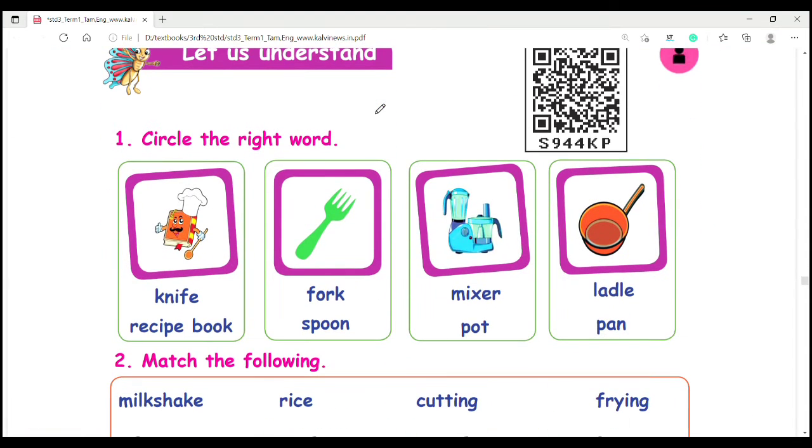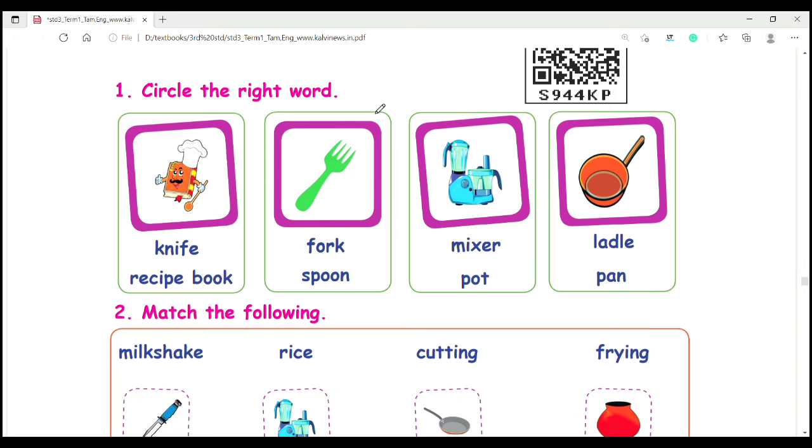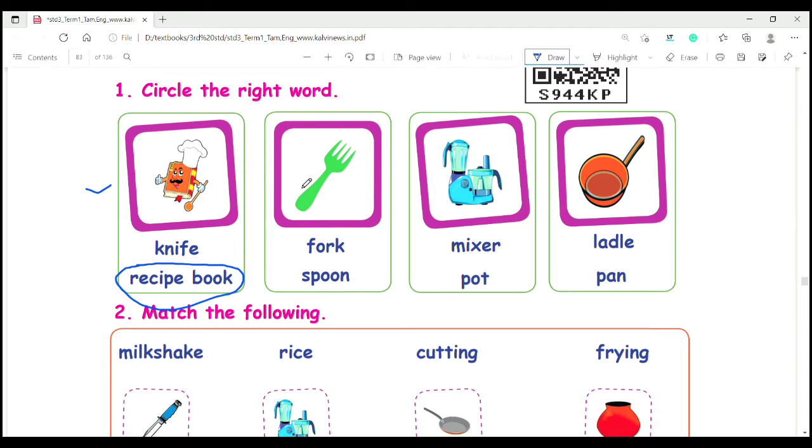Then circle the right word. So, what is the right word? Here it's a knife or recipe book. Which one? It is a recipe book. So you have to circle. Like this, children, you have to do the other three. Okay? Look at the picture. Find what is the object given in the picture. Then circle the word. Okay?